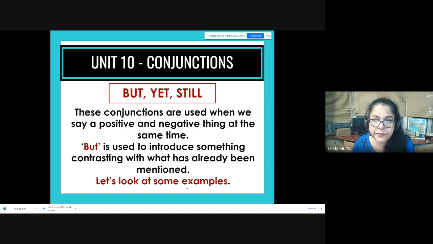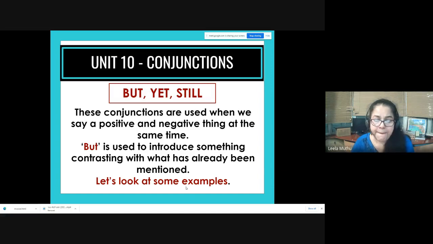Now we'll go to another set of conjunctions like but, yet, or still. And we'll see the situations where these conjunctions are used in sentences. So these conjunctions are used when we say a positive and a negative thing at the same time, two contrasting ideas. It can be a positive sentence and a negative sentence, like, I brought my books, but she didn't bring her books. I like apples, but I don't like oranges. So a positive sentence, a negative sentence, or when it's contrasting. So we'll see the examples.